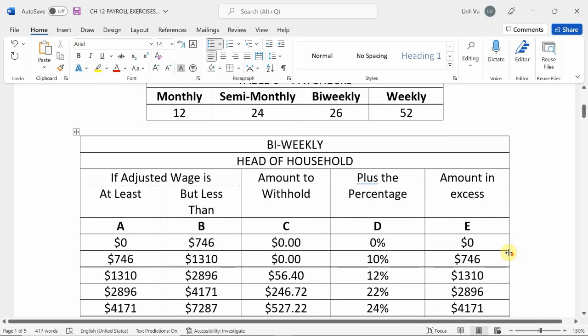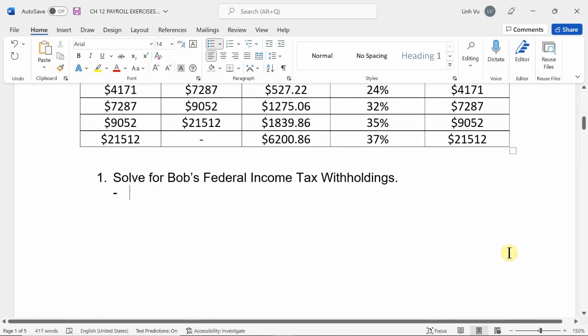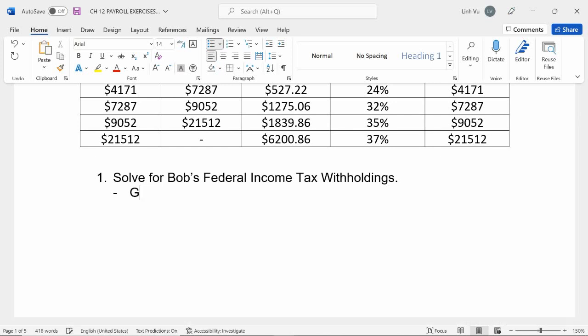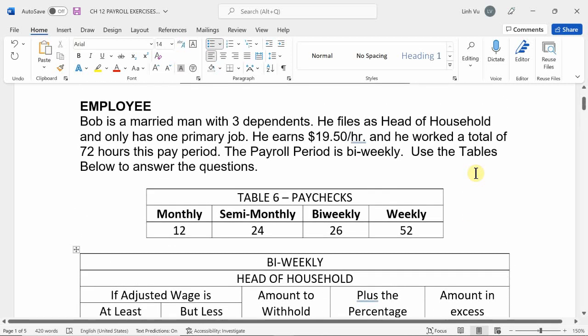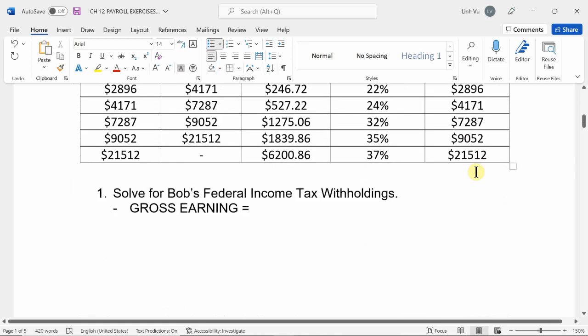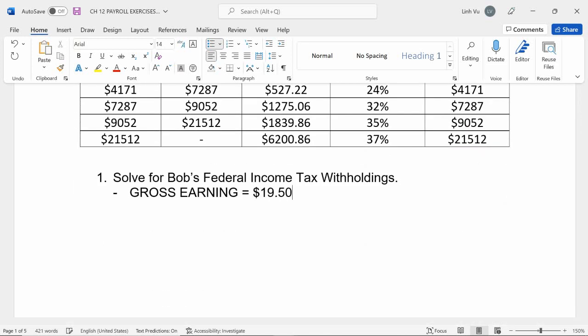So we need to start off by figuring out how much money he actually earned. We need to figure out what his gross earnings are. How do I determine gross earnings? His pay rate for an hour is $19.50, and he worked 72 hours. So 19.50 times 72 hours, and his gross income is $1,404. Yes. Okay, good.